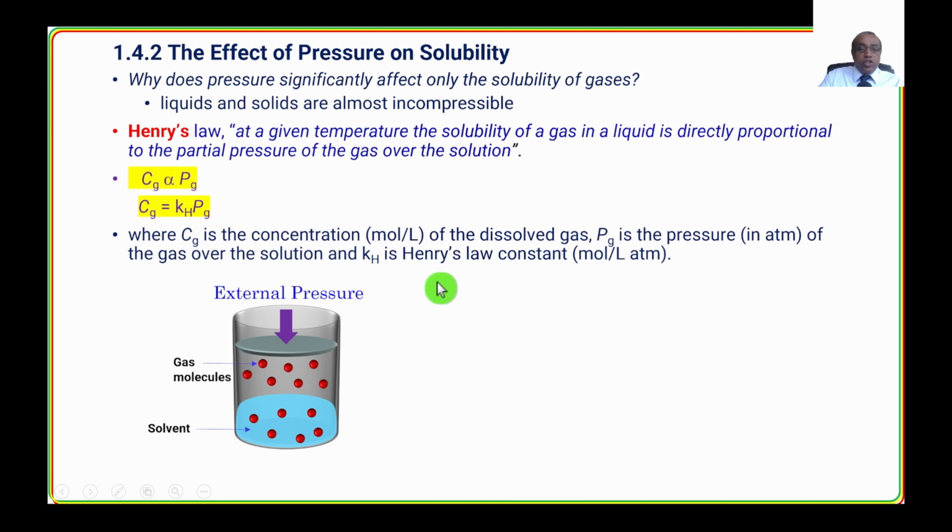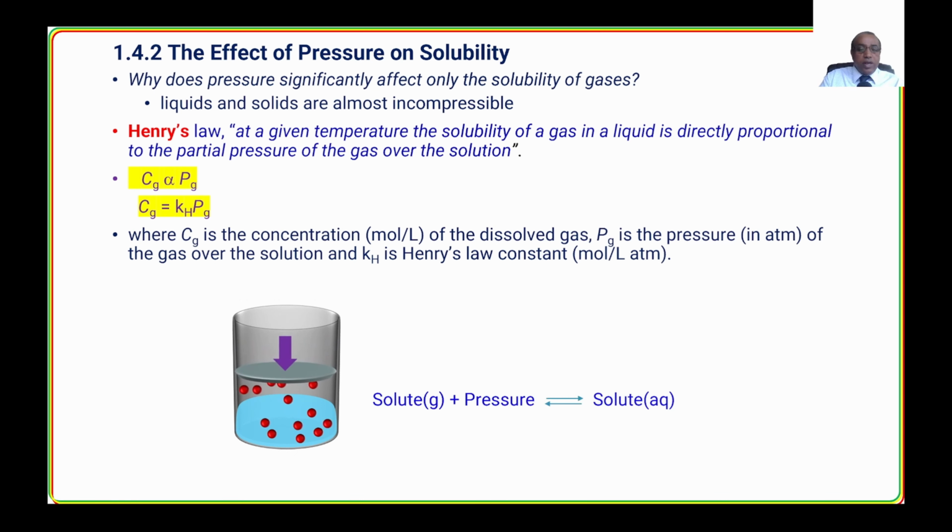So now let's see this simulation. If you compress it, what will happen? If you compress it, more gas will dissolve in the liquid, and then equilibrium will be established. When equilibrium is established, you will not see any net change because the number of molecules leaving the liquid equals the number of molecules entering the liquid. So this is a very good simulation to understand how a dynamic equilibrium works.